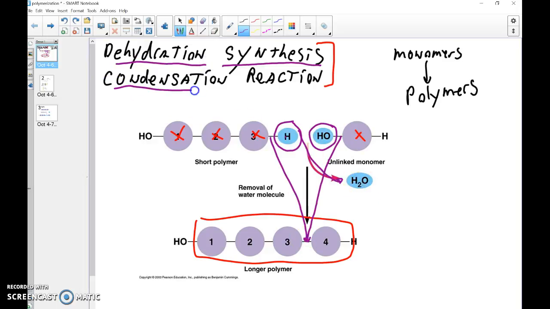And we call it the condensation reaction because when condensation happens on, like, a cold glass of water, you see water from the atmosphere come out. And since water is coming out of this reaction, we refer to it as condensation.